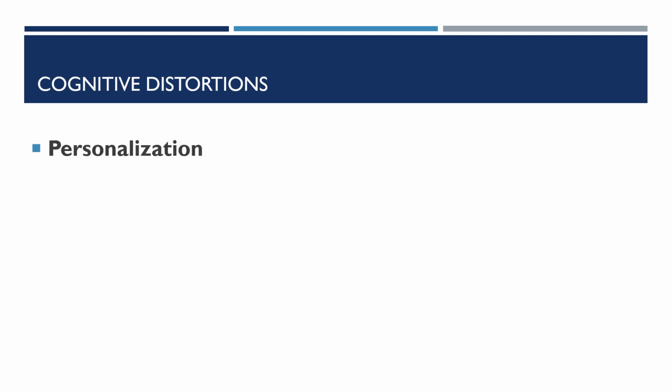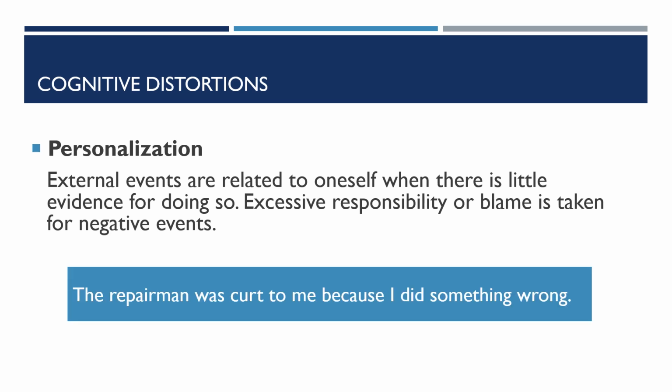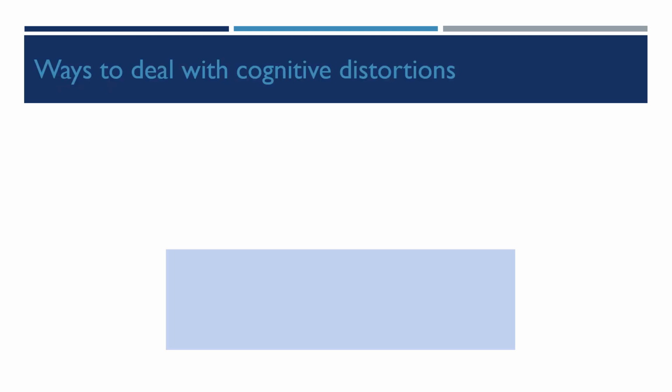Another one is personalization. People say, don't take things personally, but this is one of the common cognitive distortions. When external events are related to oneself when there's little evidence for doing so, excessive responsibility or blame is taken for negative events. For example, the repairman was curt to me because I did something wrong. There's no relationship between what the repairman did and what you did, but you're drawing that connection between these two unrelated incidents.